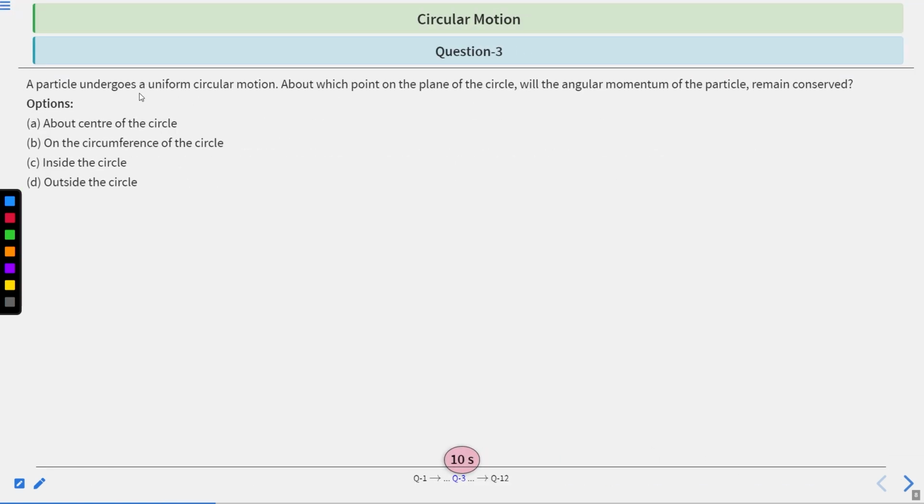A particle undergoes a uniform circular motion. About which point on the plane of the circle will the angular momentum of the particle remain conserved? Read the question carefully and give the answer. Option A is about the center of the circle. Option B, on the circumference of the circle. Option C, inside the circle. Option D, outside the circle. Which option is correct? You have 10 seconds to solve this question. After 10 seconds, we will provide the solution.